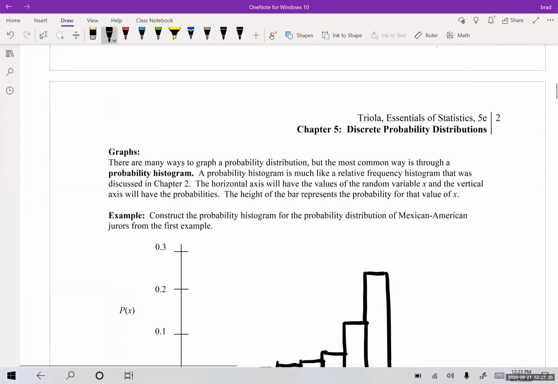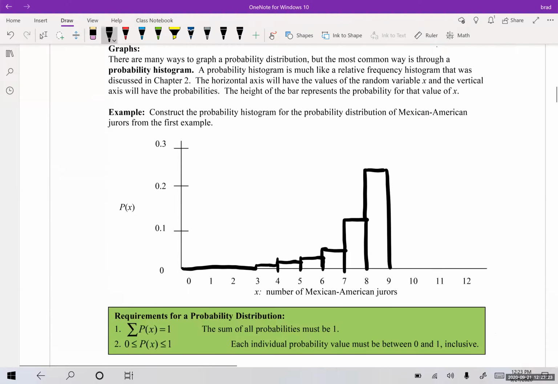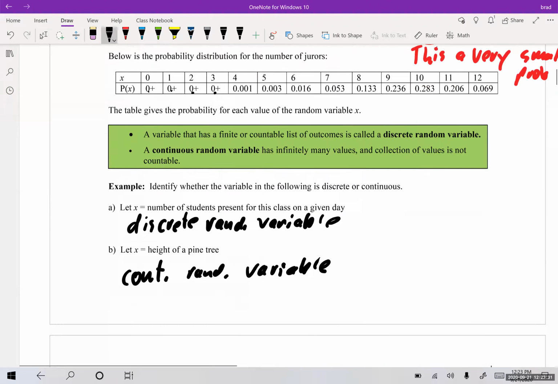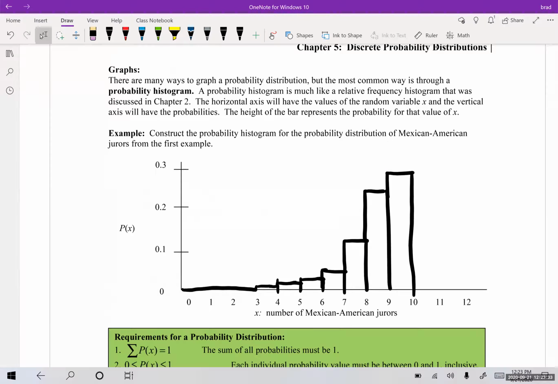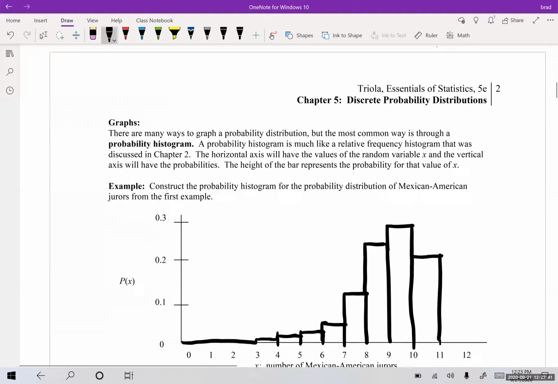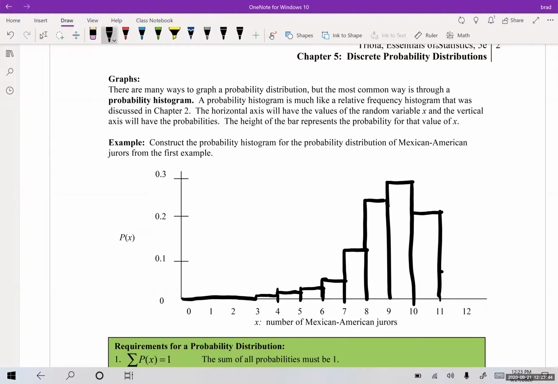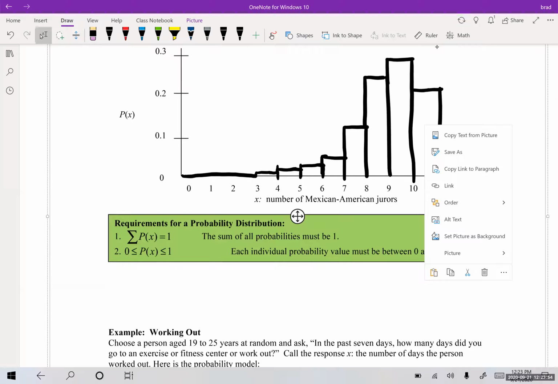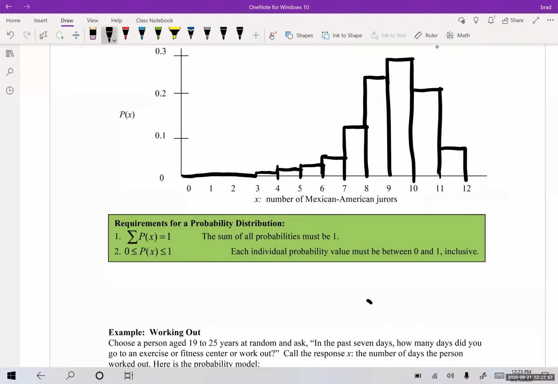And then for 10, let's see what we got. 0.283, that's almost to the very top at 0.3. Okay, and then let's look at 11 is 0.206, so that's right about here. And then 12 would be 0.069, so we're back to way down here. So that would be our histogram, give or take. I could have used midpoints and maybe it would have looked better, but you get the idea. So this would be what we would call a left skewed histogram, or left skewed data.